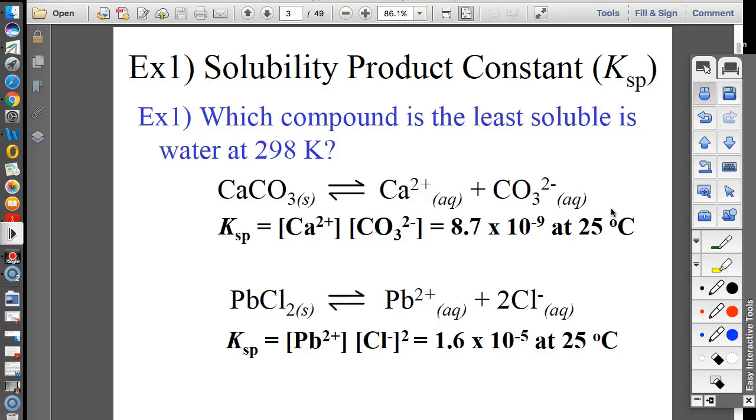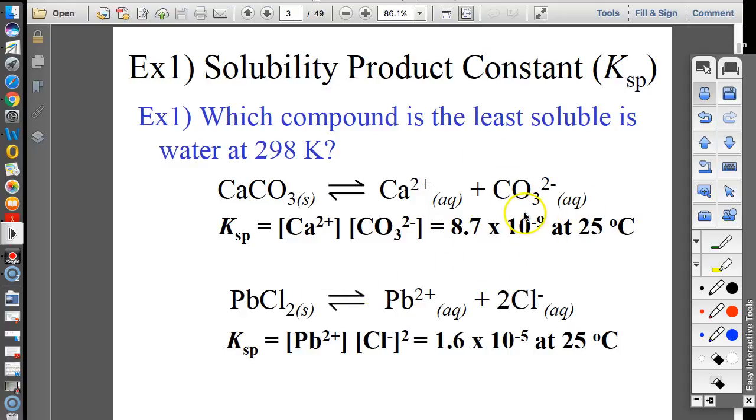You can kind of eyeball it, but that doesn't work, and you'll fail your test on the AP exam if you do this. So this is not enough, and this is wrong. And so we'll get into that. This is a good way to say, well, these are both pretty insoluble. They both have small Ksps, whatever.